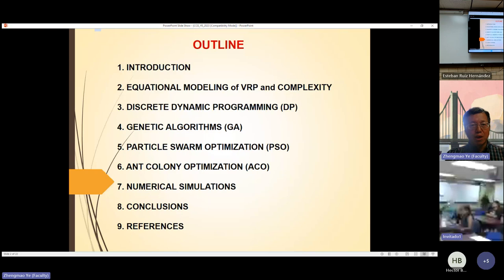Outline. A brief introduction will be given at first, followed by equation modeling of a VRP and its complexity. Discrete dynamic programming, genetic algorithms, particle swarm optimization, and ant colony optimization. Afterwards, numerical simulations will be made. Finally, conclusions will be given, followed by the references.